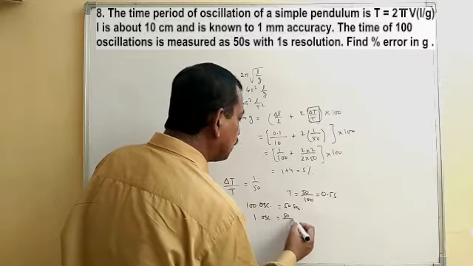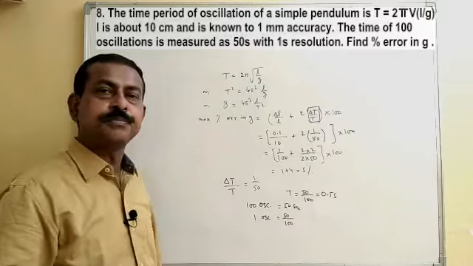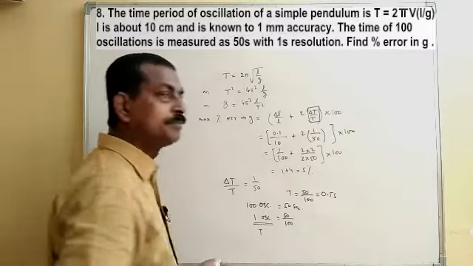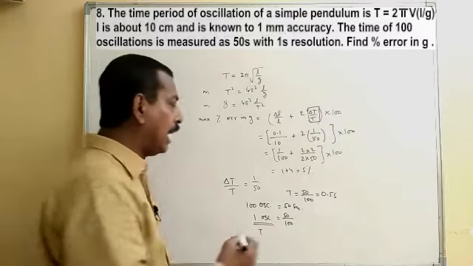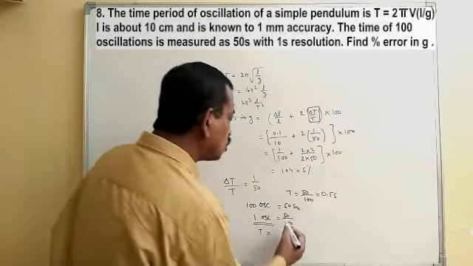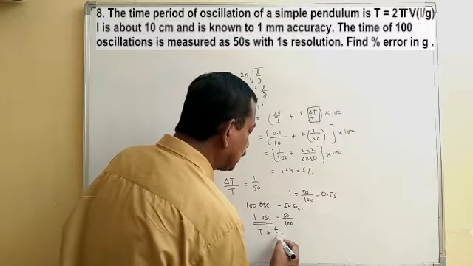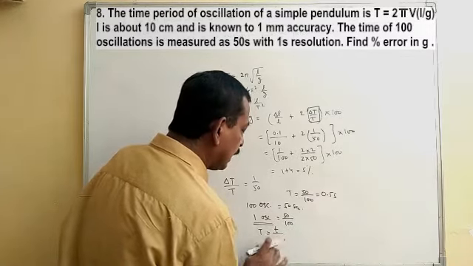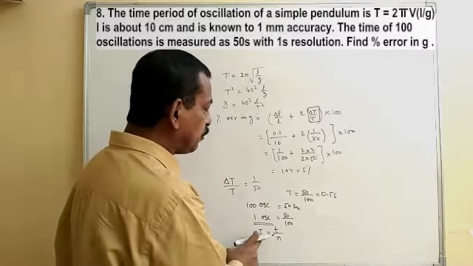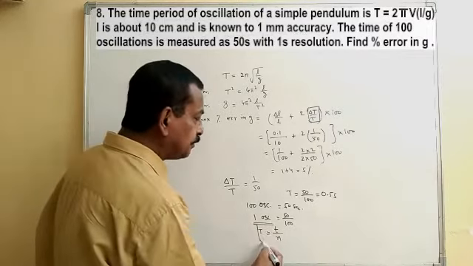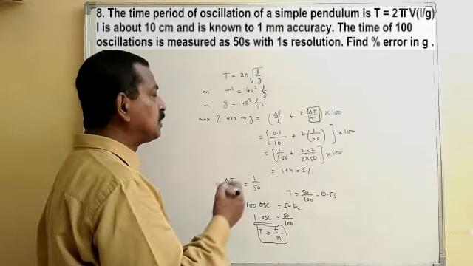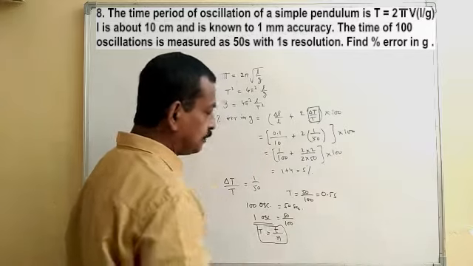So for one oscillation, what is the time taken? It is 50 by 100. And what do you call it? The time taken in one oscillation. This is the time period. And this is the time recorded divided by the number of oscillations. So in this case, suppose I represent the recorded time by t and this is your N. N is the number of oscillations which you have taken. So basically your expression for time period is T equals small t by N.